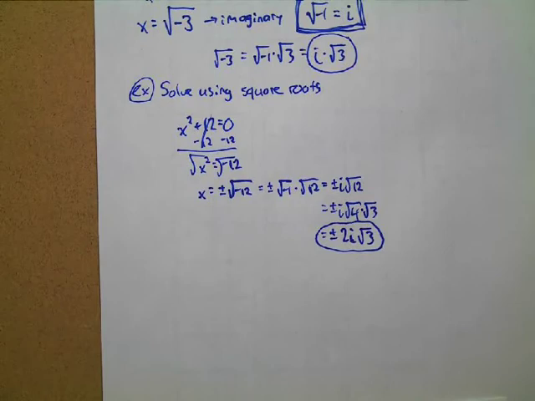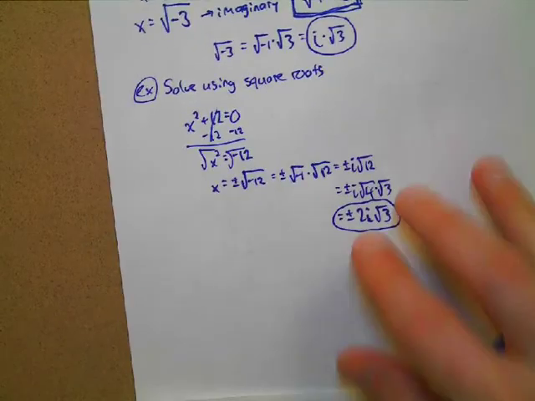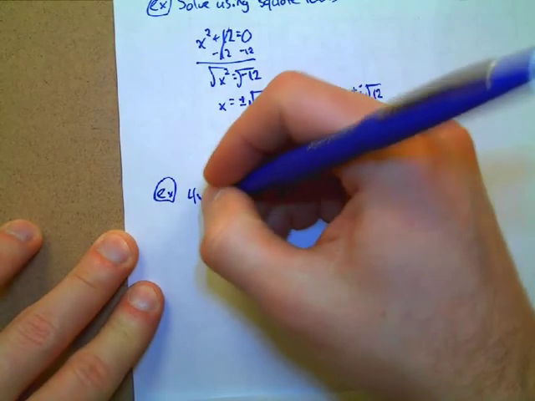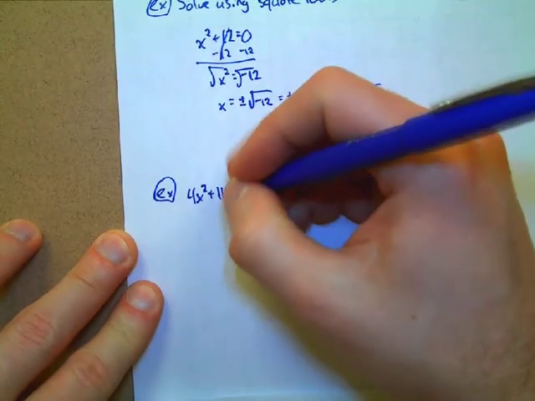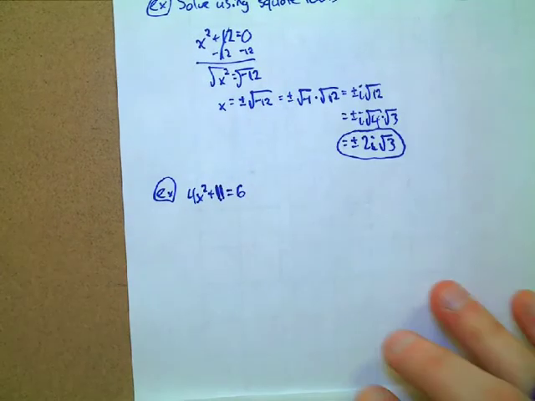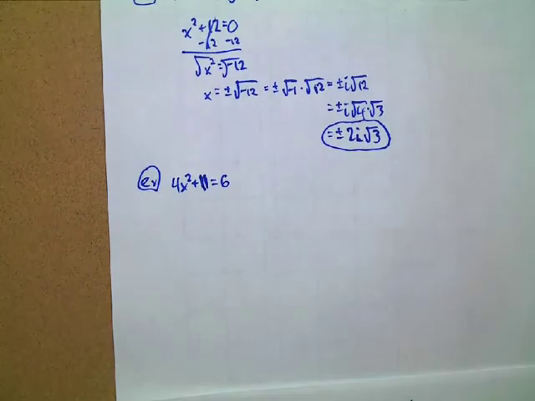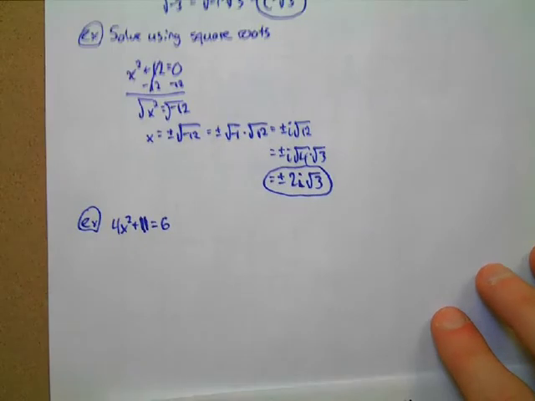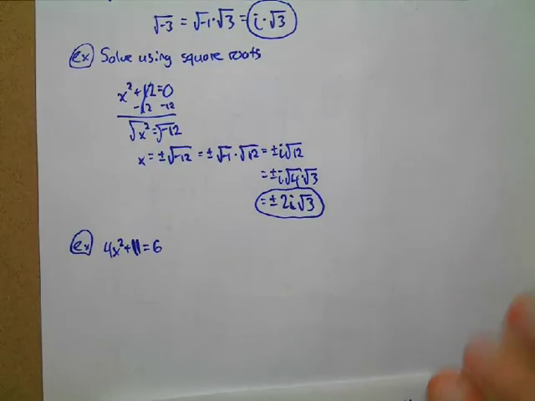Okay. Let's do one more here together. 4x squared plus 11 equals 6. Okay, I'll zoom out a little bit so you can see some of that earlier work that we did too. Okay, so same directions. We'll solve using square roots, right? Okay. All right, so let's see here.